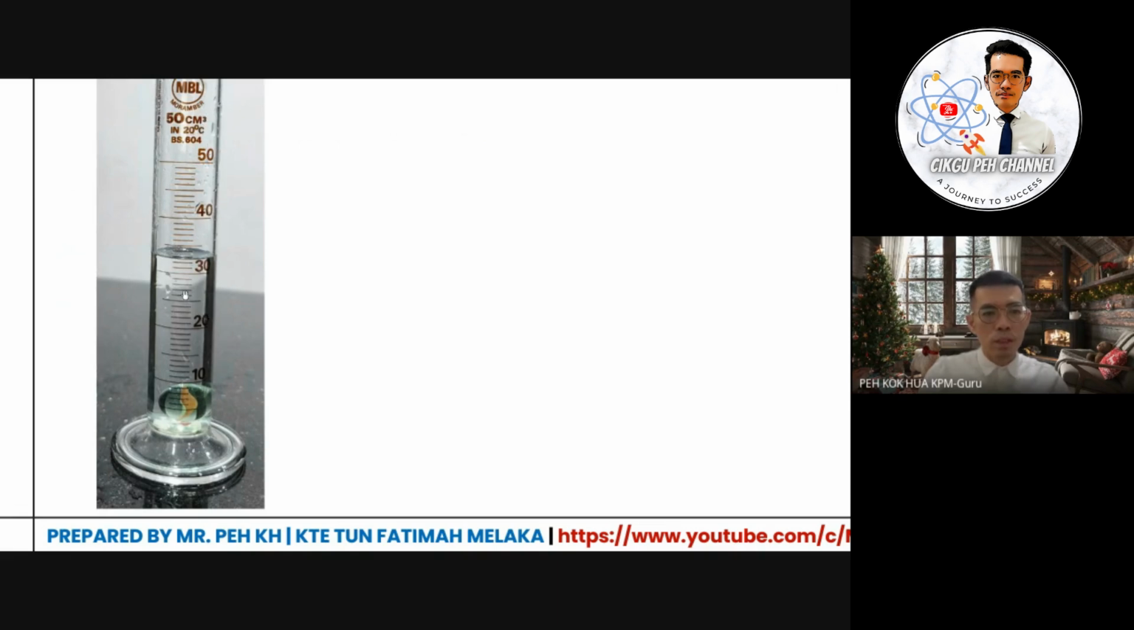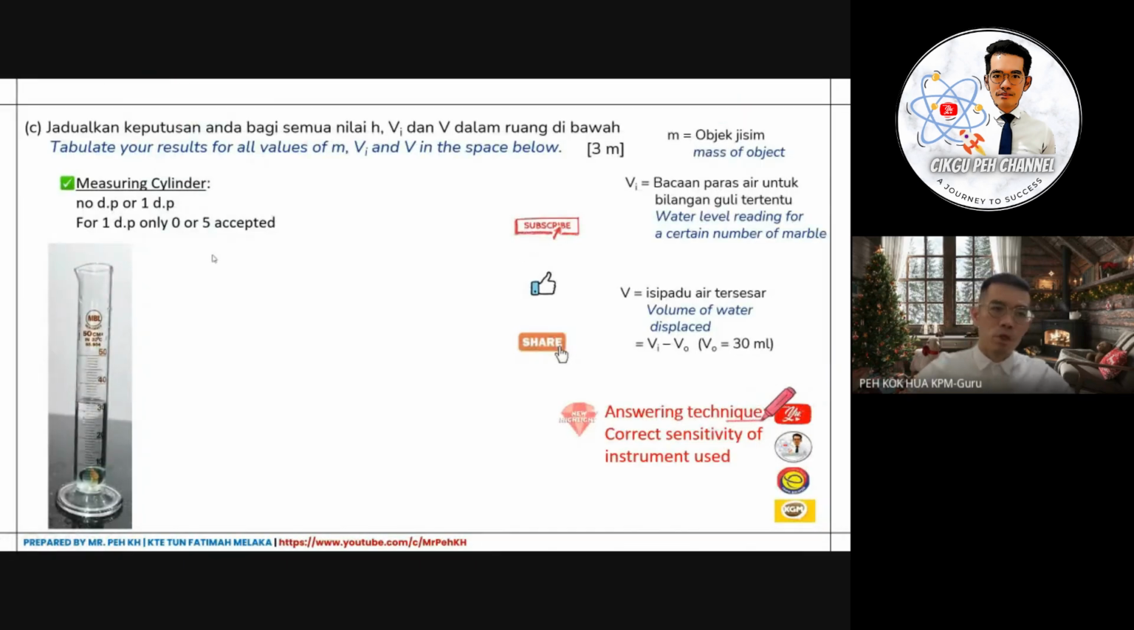So there is no decimal place needed actually. Every segment will be showing a whole number. However, if the water level is between 2 segments, you can give 1 decimal place. I'm going to show you an example. So you can use no decimal place or 1 decimal place for your data here. For 1 decimal place, the number will be 0 or 5 only. Other than that, they will not be accepted.